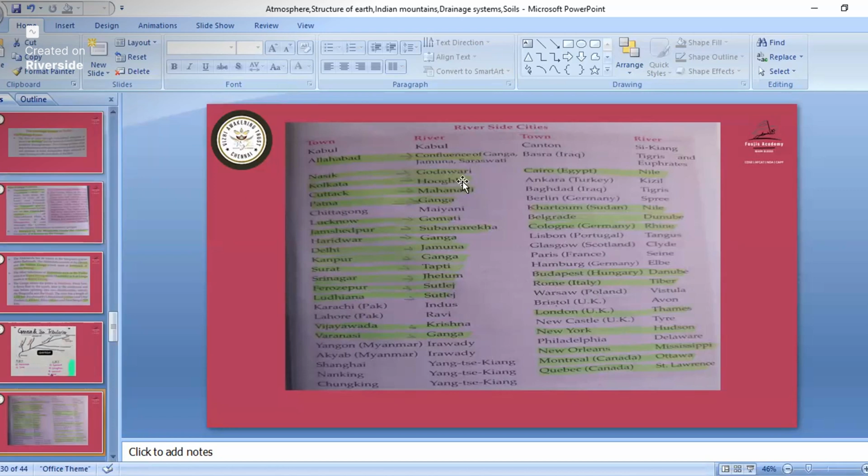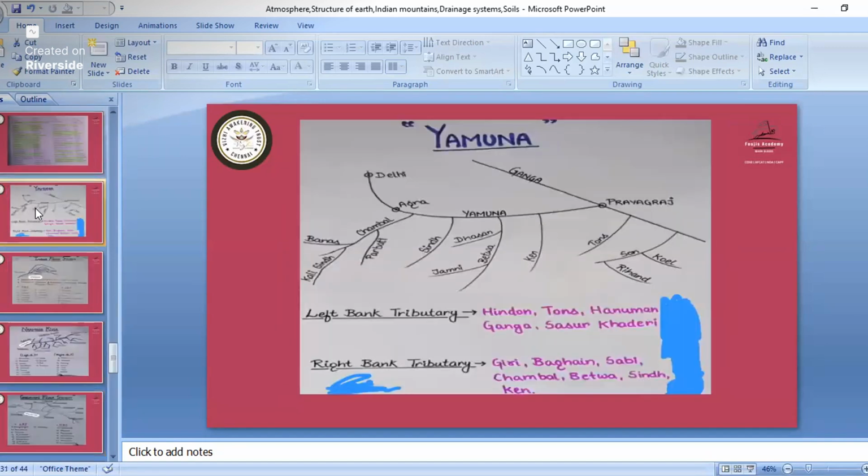So Nasik is on Godavari River, Kolkata on Hooghly River, Cuttack on Mahanadi, Patna on Ganga, Jamshedpur on Swarnarekha, Lucknow on Gomati, Haridwar on Ganga River, Delhi on Yamuna River, Kanpur on Ganga River, Ludhiana on Satluj, Vijayawada on Krishna, Varanasi on Ganga.